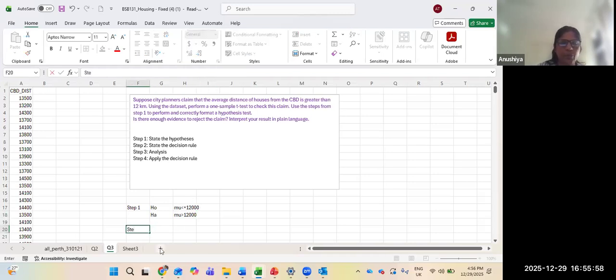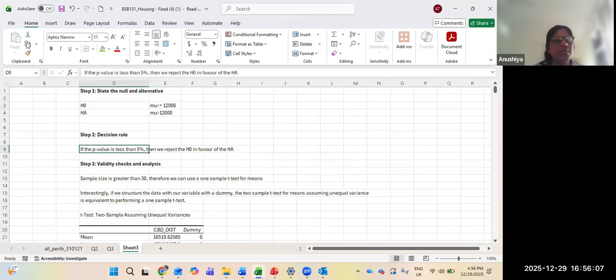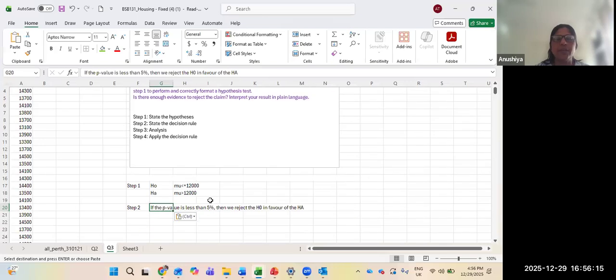Step 2 is we need to state our decision rule. The decision rule is the same for all hypothesis testing: if the p-value is less than 5%, where 5% is the level of significance, we are going to reject the null hypothesis in favor of the alternative hypothesis. So that is step 2.